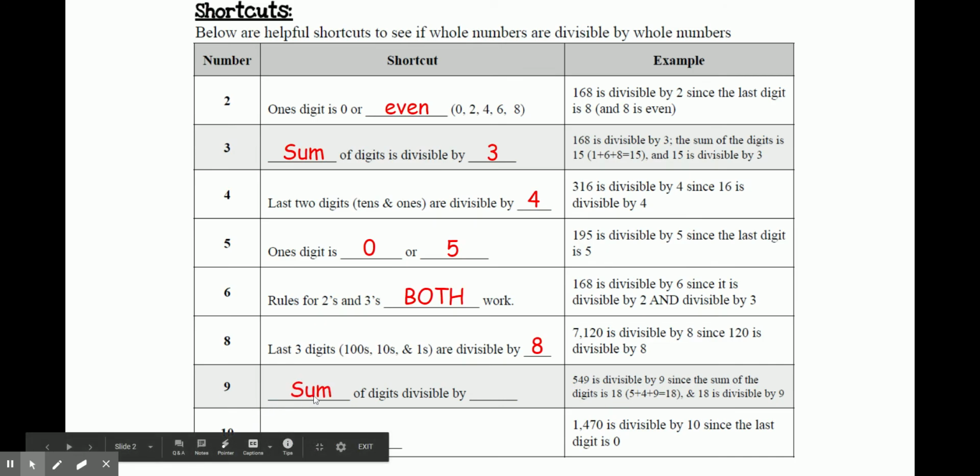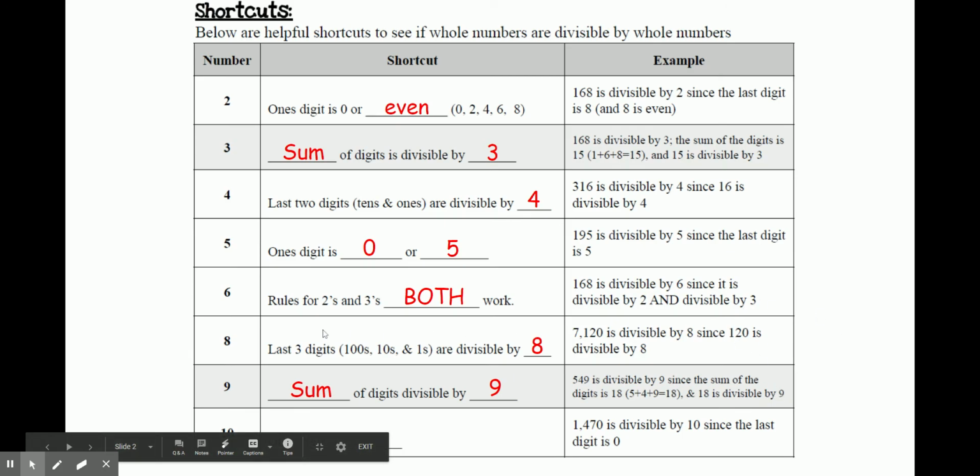9. How do you know if it's divisible by 9? Well, the sum of the digits is divisible by 9. So it's similar to the 3's rule. You add up the numbers. So I have 549. If I add up 5, 4, and 9, I get 18. 5 plus 4 is 9. 9 plus 9 is 18. So 18 is divisible by 9. Now, if you weren't sure whether 18 was divisible by 9, you add them up. 1 plus 8 is 9, and 9 is divisible by 9.